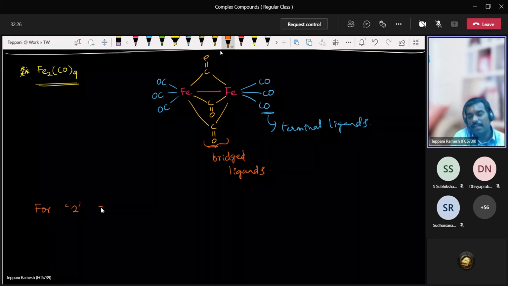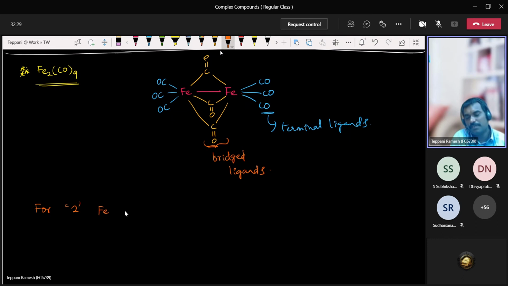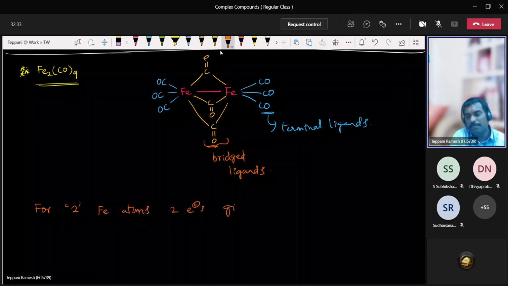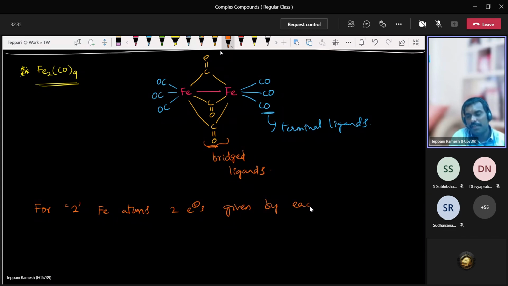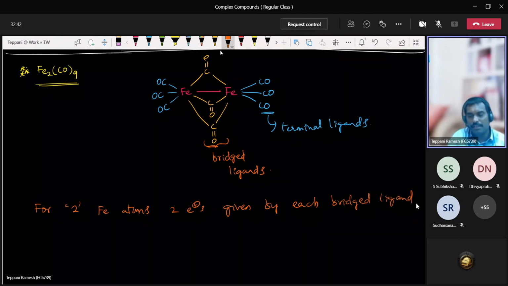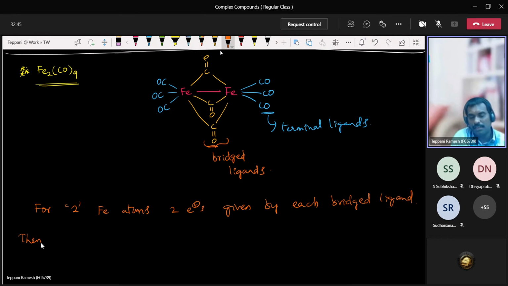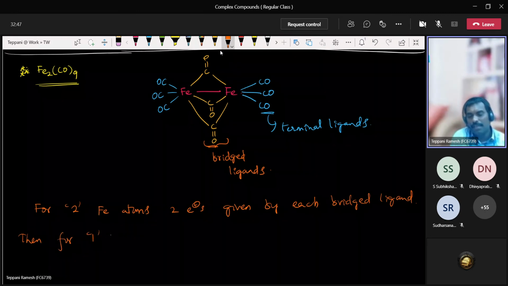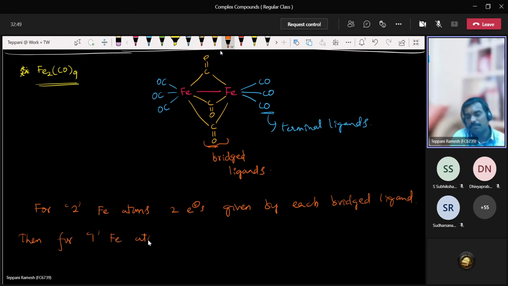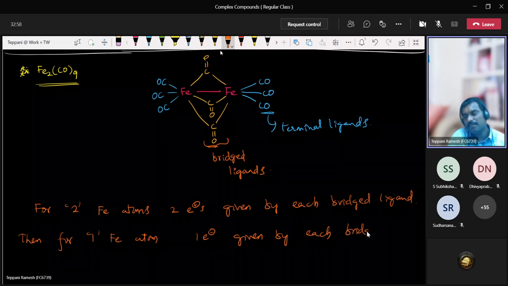For two iron atoms, 2 electrons are given by each bridged ligand. Then for one iron atom, 1 electron is given by each ligand, correct? Each bridged ligand.